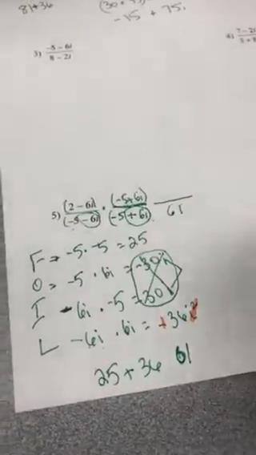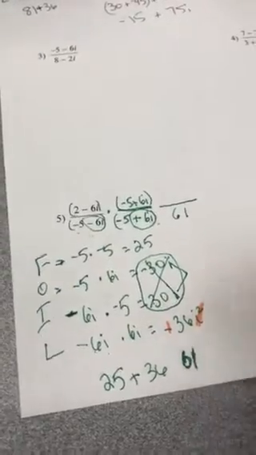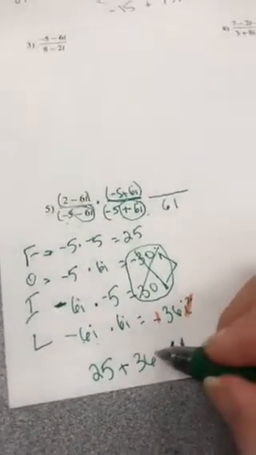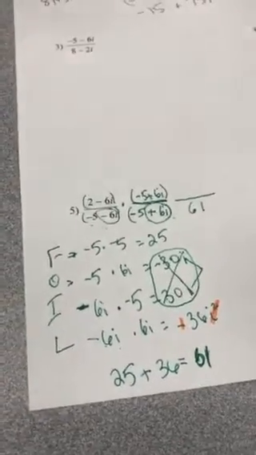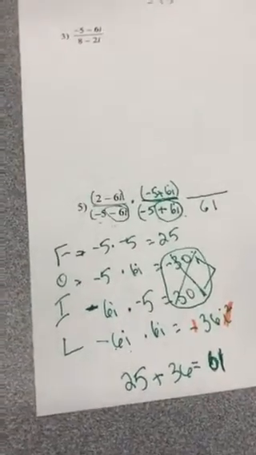Notice how there's no i's. That's our whole goal. No i's in the denominator. If you have an i in the denominator, police will come write you an i ticket and take you to i jail. No i's in the denominator.